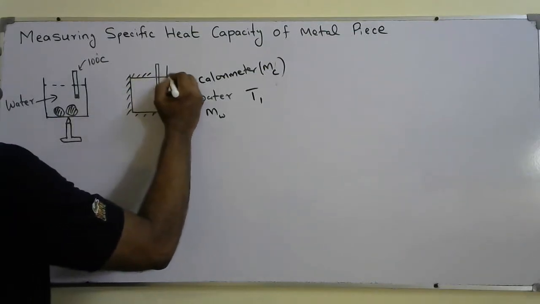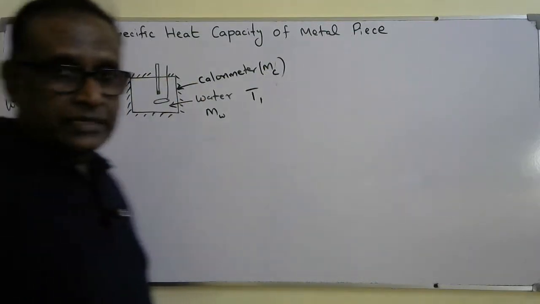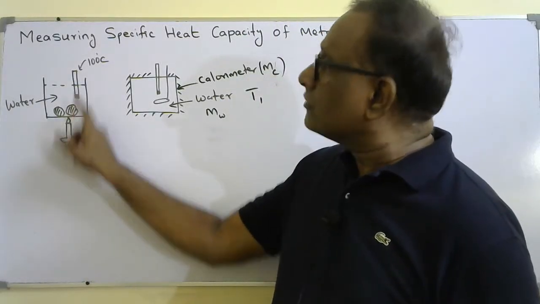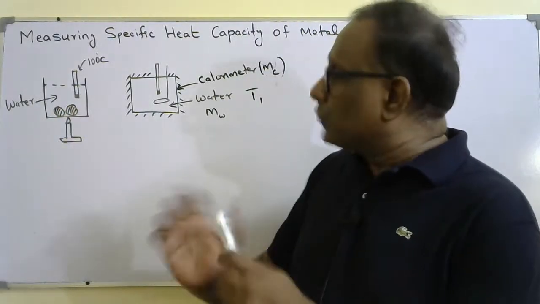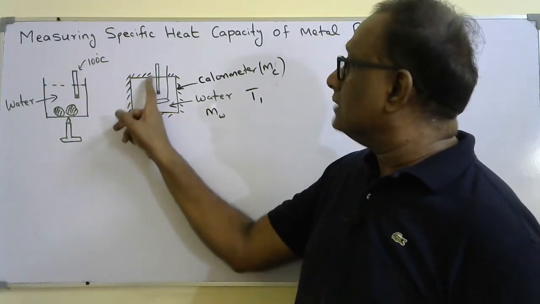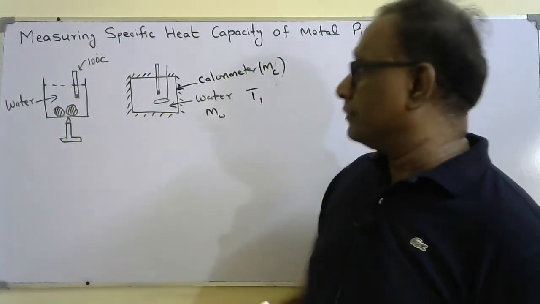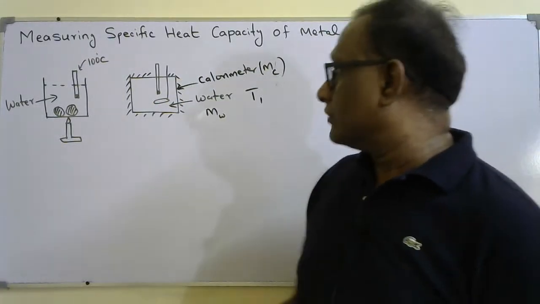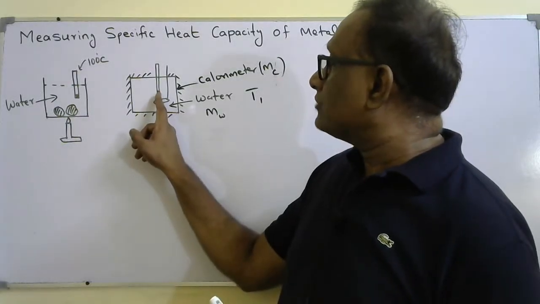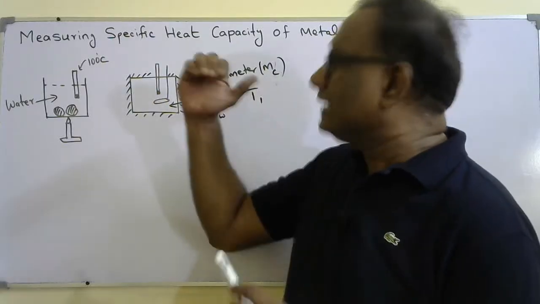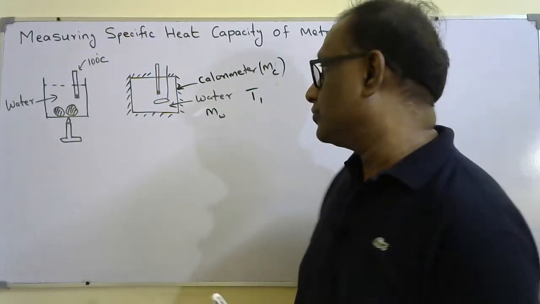There must be a lid, and that also should be thermally insulated. Now what we do, we take the metal piece out of the boiling water, drain it quickly with a blotting sheet, and transfer it to the calorimeter container that holds the water. Stir the water well with a stirrer. You will see the thermometer reading increase and reach a steady value.